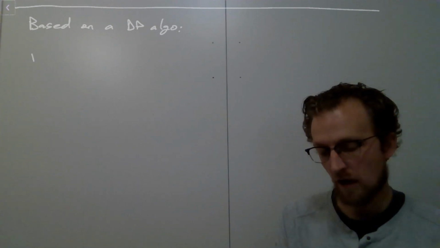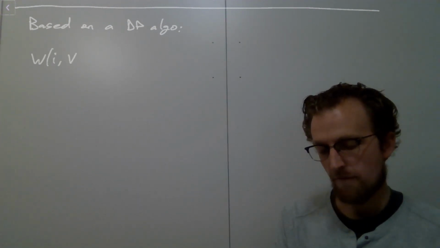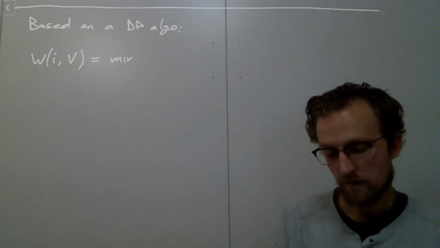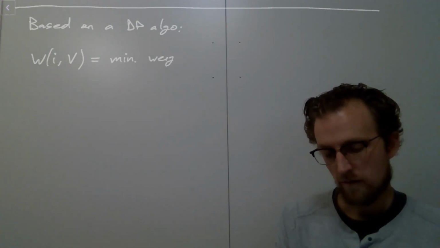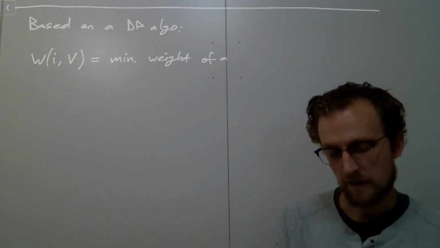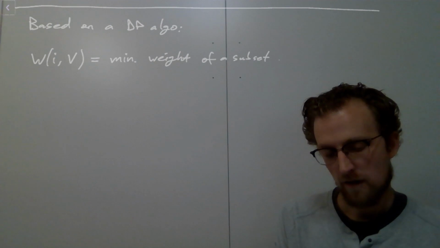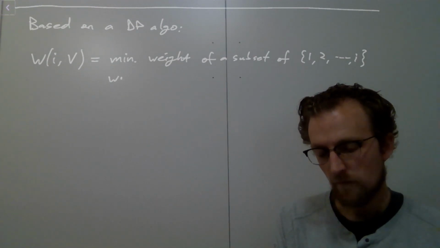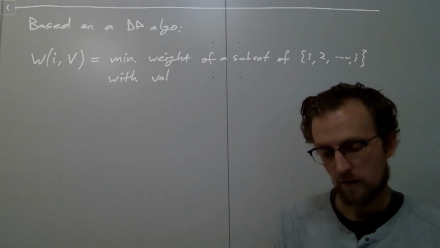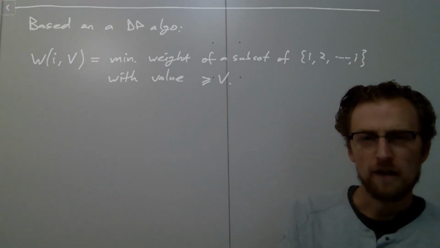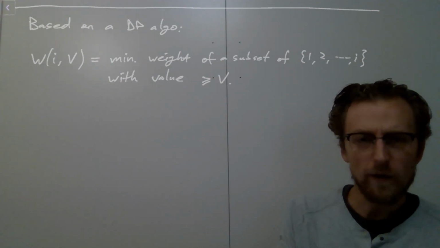Let's define W of i and V to be the minimum weight of a subset of items 1 through i with value greater than or equal to V. Okay, and so this is kind of a weird object, right?